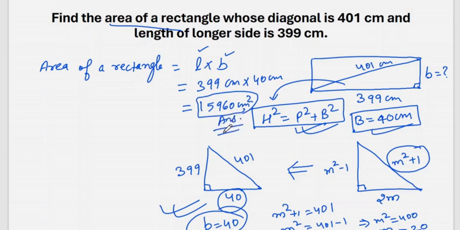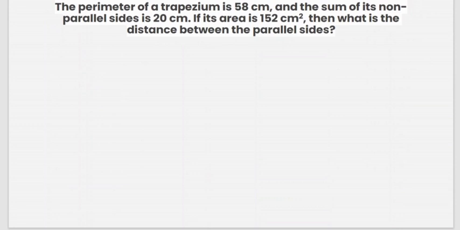Okay. Next. The perimeter of a trapezium is 58 centimeter and the sum of its non-parallel sides is 20 centimeter. If its area is 152 centimeter square, then what is the distance between the parallel sides?